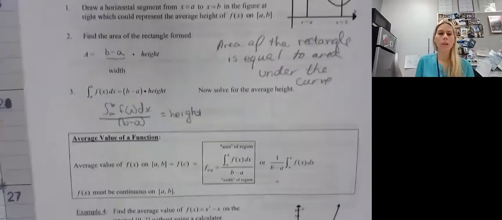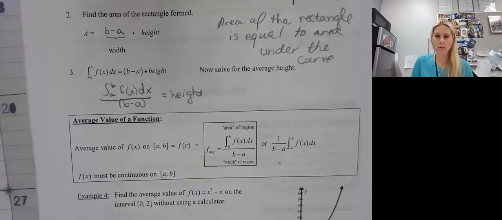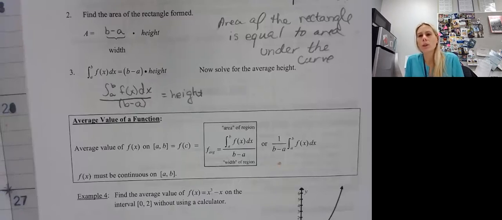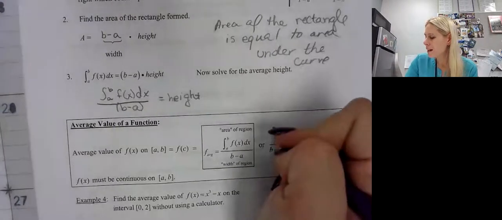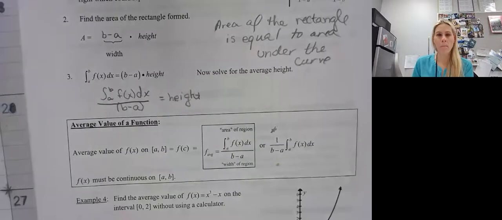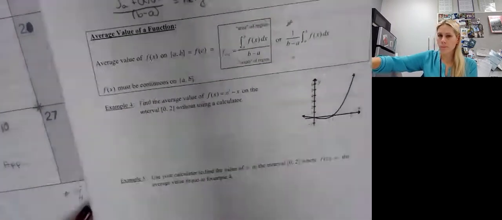So let's talk about this formula. Average value of f of x on A to B equals f of c, okay, the area of the region divided by the width of the region. And by the way, the width of the region is just a constant. And what do we usually do with constants? We pull it out front. Well, this would be 1 over b minus a. So lots of times, guys, I like memorizing this one better. Now, don't forget, all this that's going on, f of x must be continuous. So you might want to prove that first before you use the average value theorem.